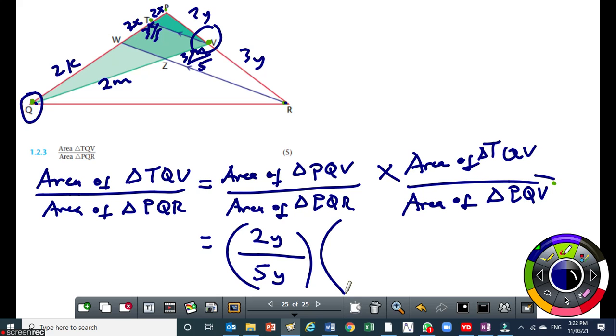Okay? So, the area of TQV, remember, can you do me a favor and look here? TQV, okay? And then we also have PQV. They share a common vertex. Which one is the vertex that they share, which we can consider? It will be this one here, not that one, because we want them to have a common height. So we choose this vertex here. You follow what I'm saying?